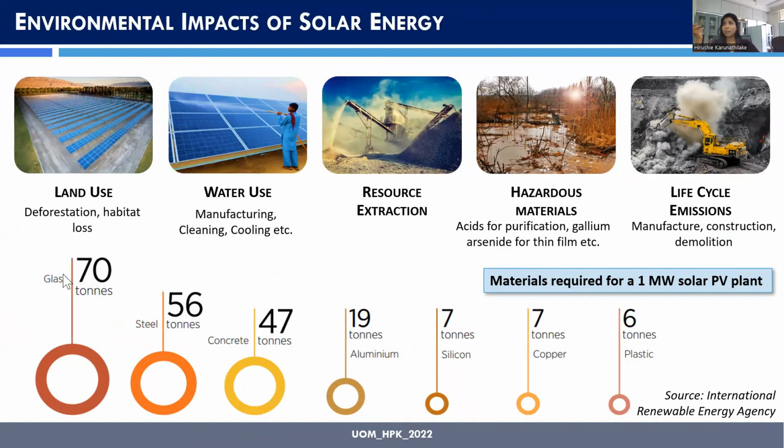There's land use to construct solar power plants, leading to deforestation and habitat loss for different species. There is water use during manufacturing, cleaning, and cooling of panels. And then the obvious impacts of resource extraction. As you can see, the amount of materials required for one solar PV plant: 70 tons of glass, 56 tons of steel, 47 tons of concrete, 19 tons of aluminum, 7 tons of silicon, 7 tons of copper, and 6 tons of plastic. And when the panels are disposed of after use, we release hazardous materials into the environment. And we still haven't found a perfect way of recycling these solar panels without any harm.